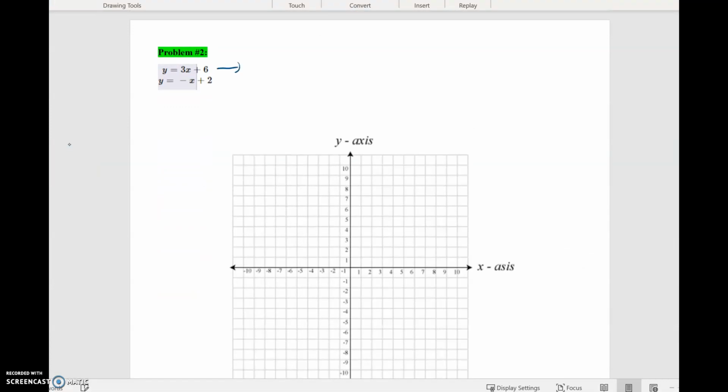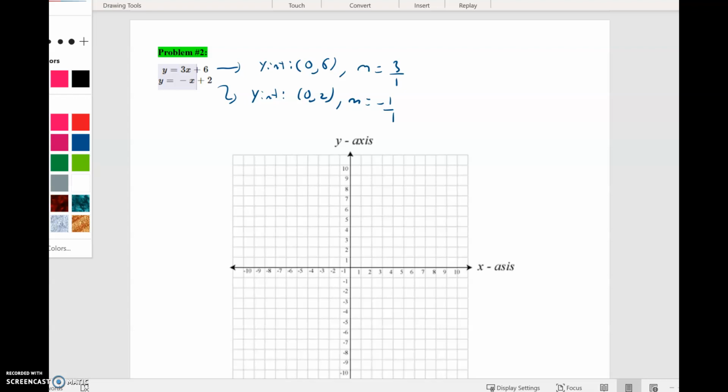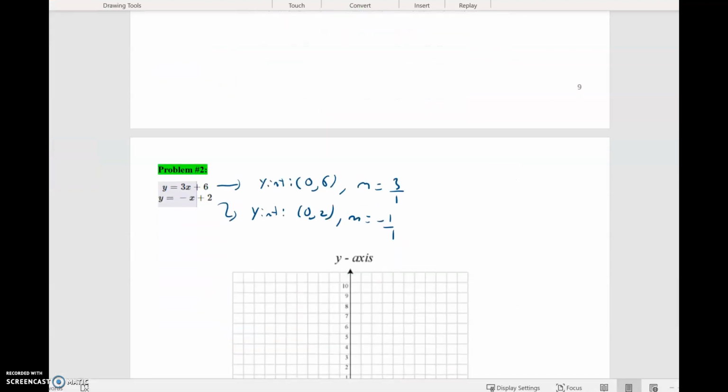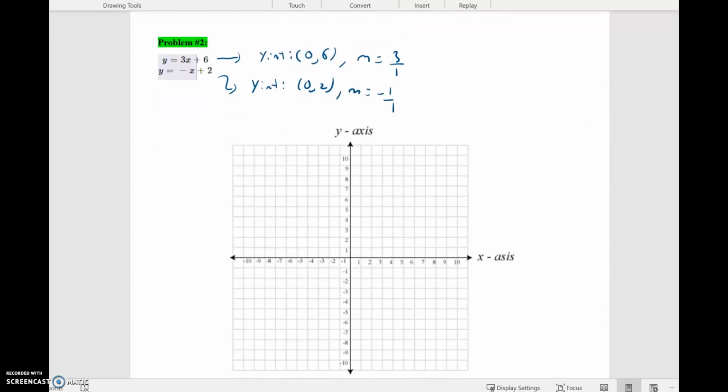For the first equation, your y-intercept is (0, 6) and a slope of 3, so 3 over 1. Your second equation has a y-intercept of (0, 2) and a slope of negative 1 over 1. Let me put the dots. For the first one, a y-intercept of 6, so that's going to be here, and then a slope of 3. So technically 1, 2, 3 up and 1 to the right.